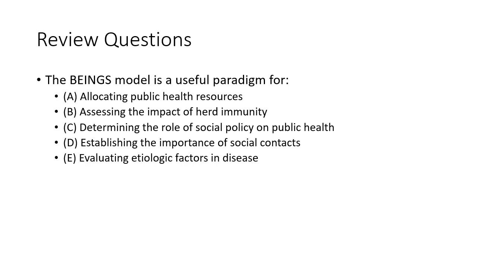So the beings model is a useful paradigm. Did it help us with allocating public health resources? Was it useful for assessing the impact of herd immunity? Was it good for determining the role of social policy on public health, establishing the importance of social contacts, or evaluating etiological factors in disease? Remember the beings model. It's from one of the first epidemiology sections. There's going to be a lot of me talking to myself, so it's okay. Wait, actually, what it is though, that's what it is, right?